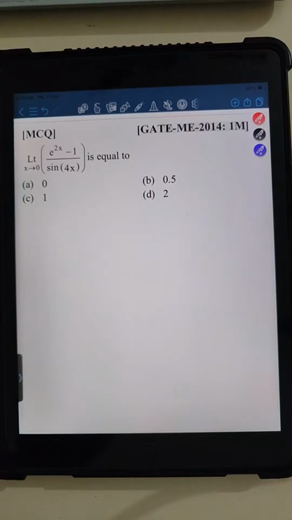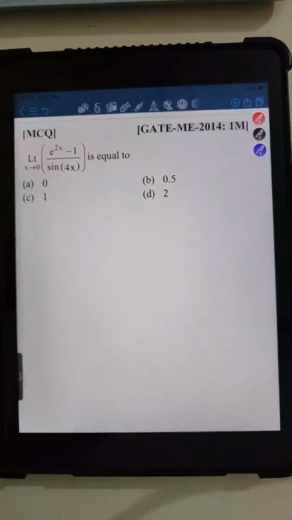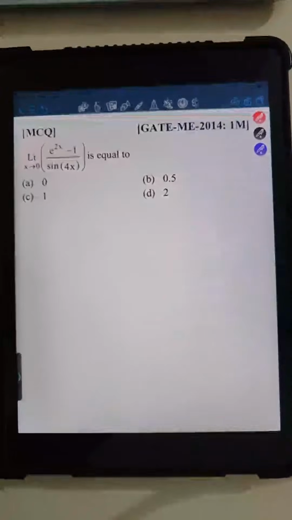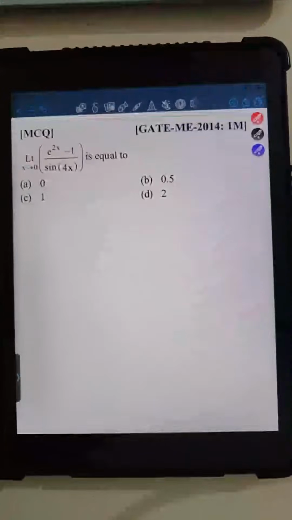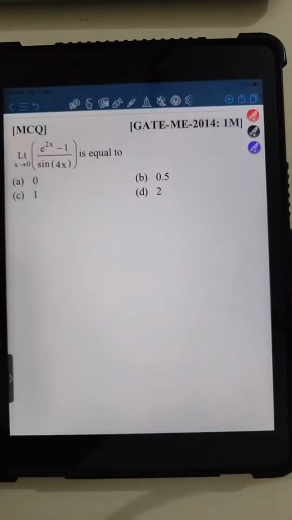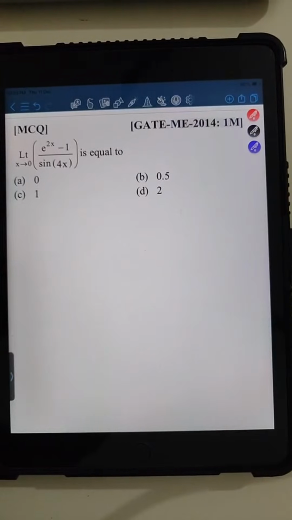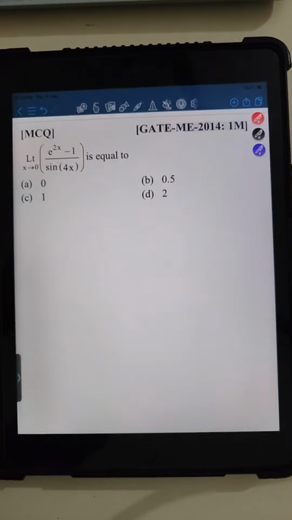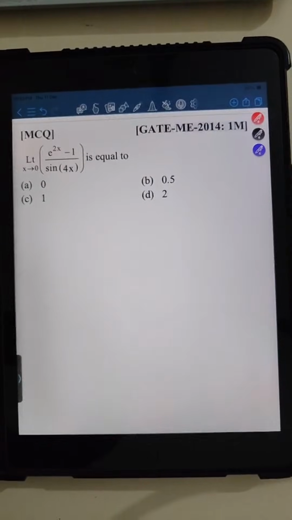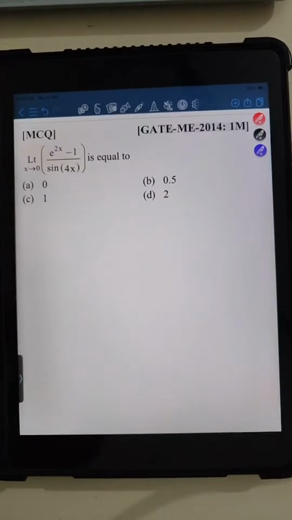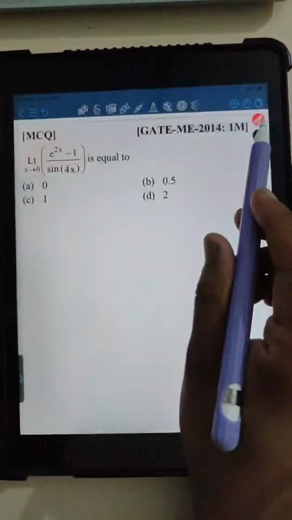No one is responding. I'm just worried about you guys. I think at least one or two people should answer. Anyone? No one has got the correct answer. So can I solve?